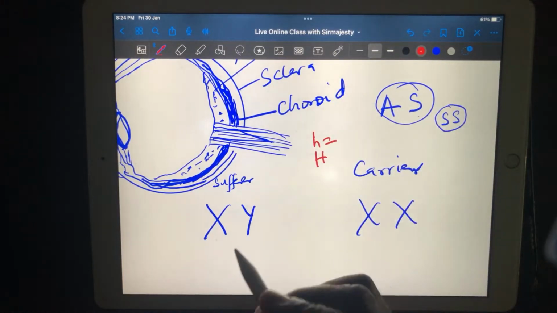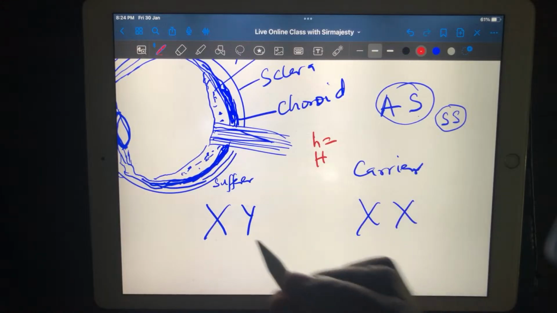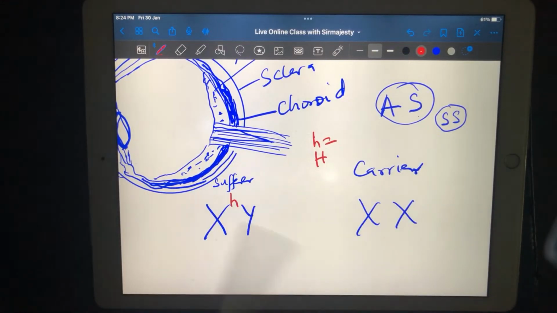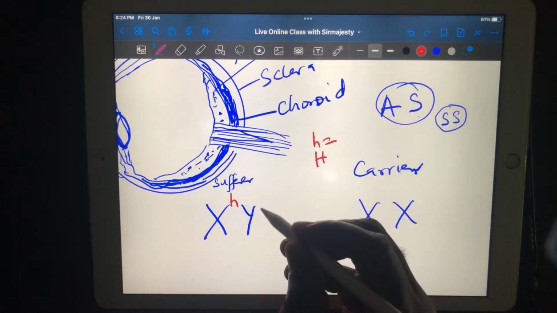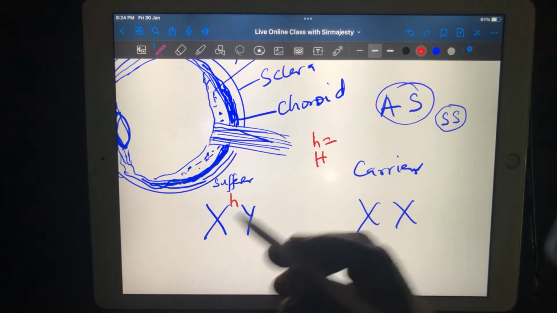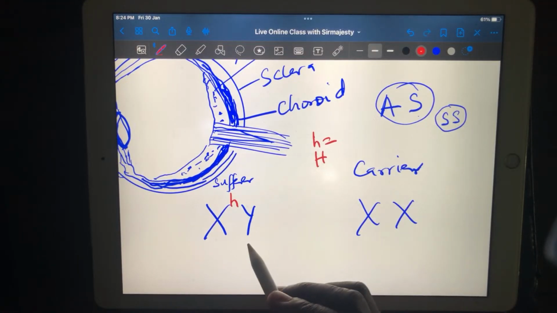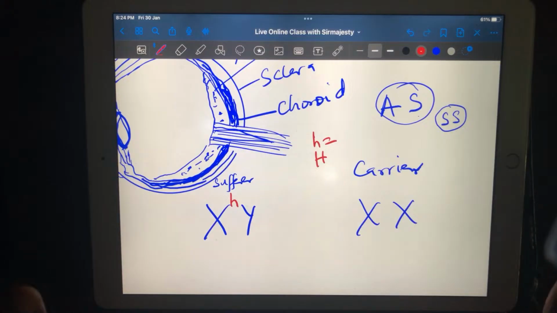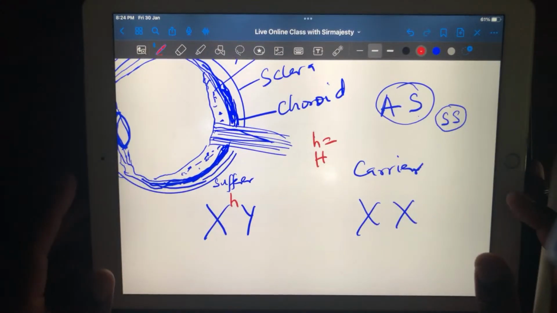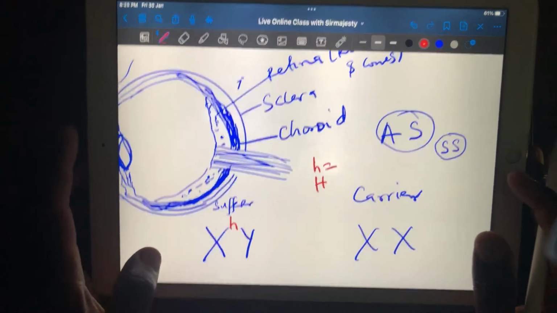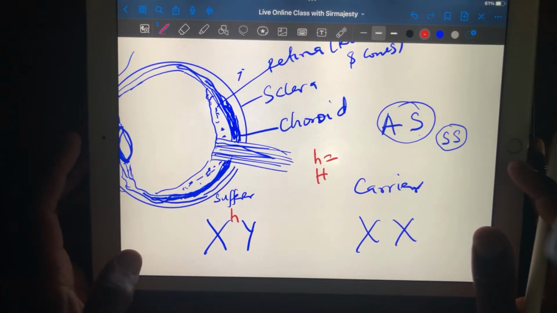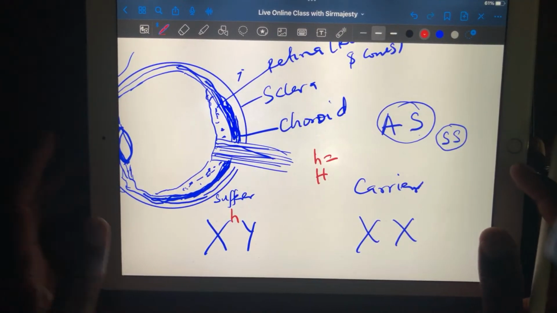So what am I going to do? Since this man is a sufferer, it simply means that he has only this defective gene, small h. Remember, genes do not occur in pairs here. It cannot have another one because I told you these genes are located only on X but absent on Y. So it occurs singly in males. Sex-linked genes or sex-linked characters occur singly and not in pairs as predicted by Mendel's laws, that each character is controlled by a pair.